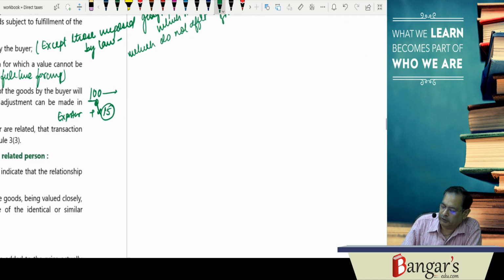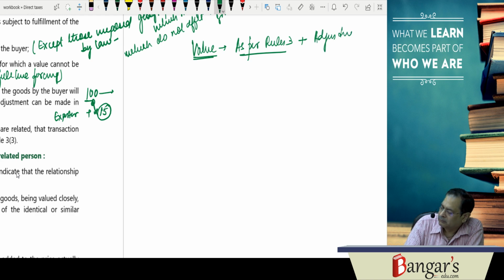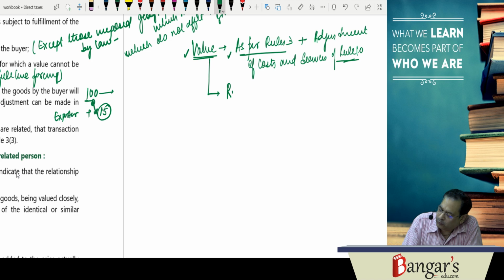So basically the value is determined as per Rule 3, read with what? Adjustments of costs and services of Rule 10. Here Rule 3, adjustments of costs and services of Rule 10. Then we shift to what? If the value cannot be determined as per Rule 3, then the value will be determined as per Rule 4.